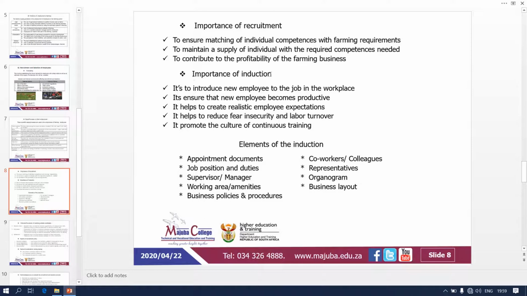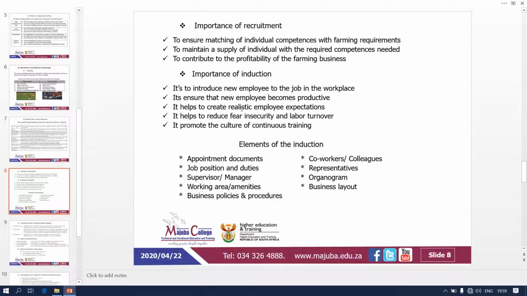Importance of induction. Why does a newly appointed person need to be inducted? To introduce a new employee to the job workplace, so that the individual knows the type of work that is there. To ensure that the new employees become productive, you're also trying to mentor them and say, we need you to be productive in terms of joining us.